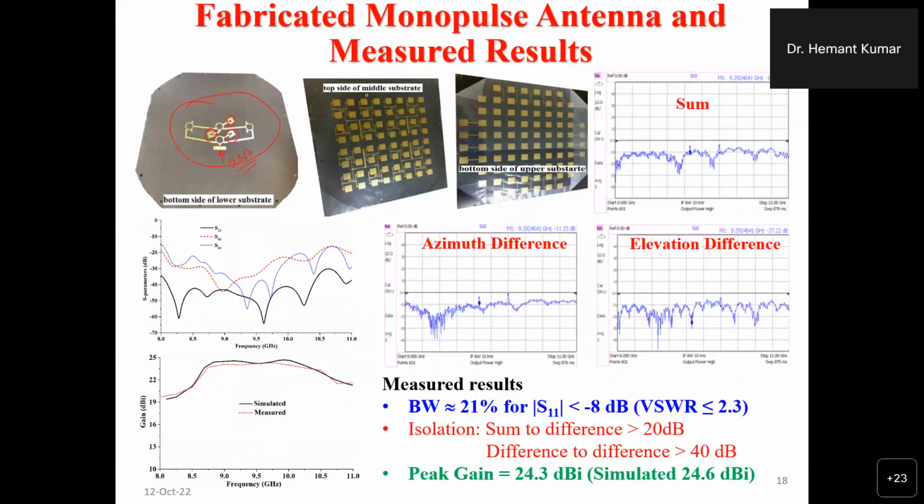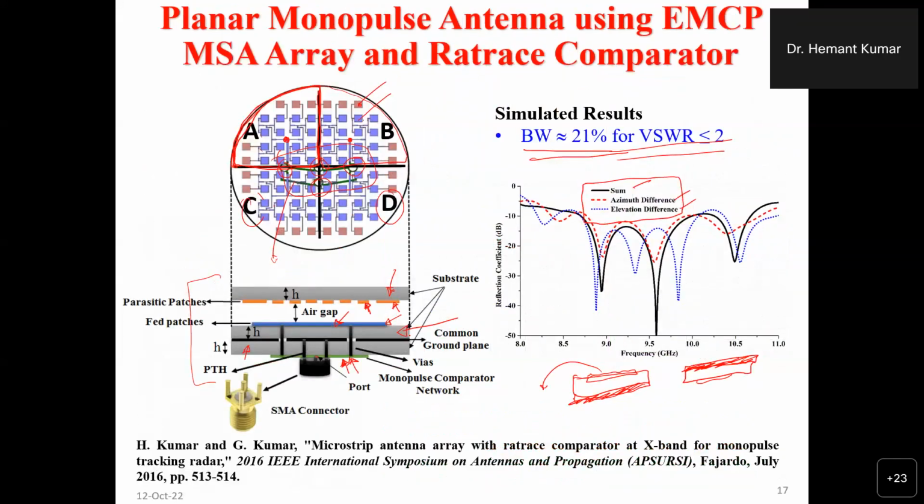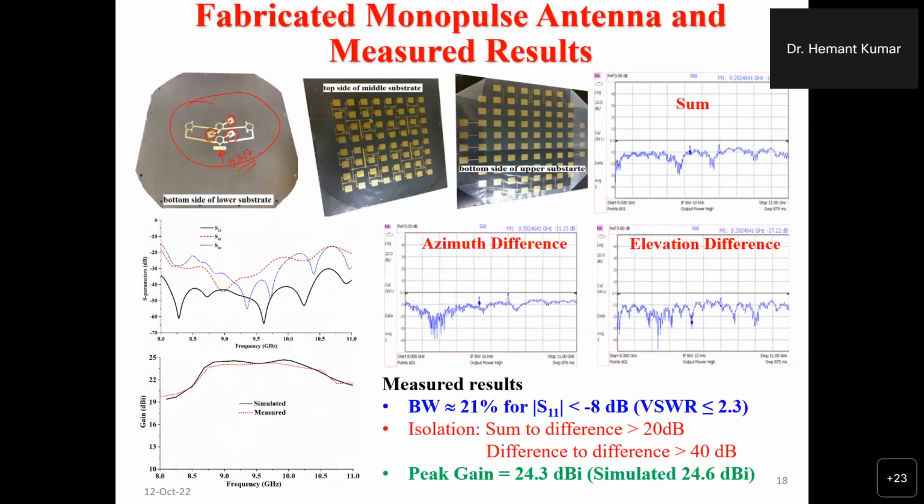This is the top side of the middle substrate. So what is the middle substrate? The middle substrate is this one, and the top side of that is an active patch. You can see the active patches, and the corporate feeding technique is given to this. This is a 4 by 4 element array. This is also a 4 by 4 array, and this is also a 4 by 4 array.